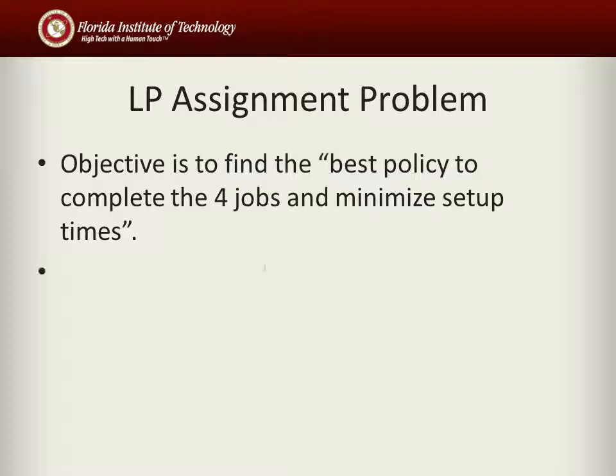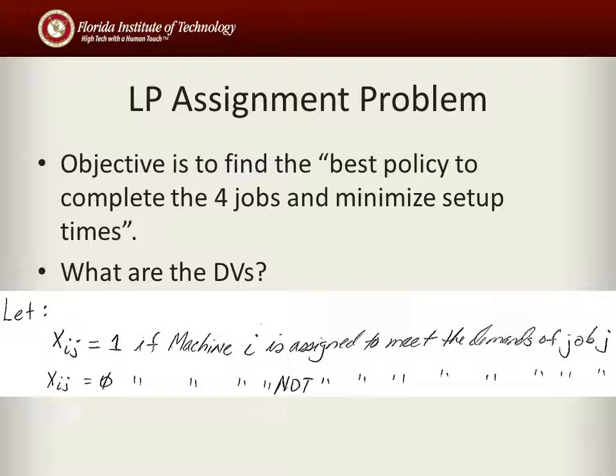The decision variables in this problem become a double subscripted variable, similar to a transportation problem, where you define x sub ij equal to 1 if machine i is assigned to meet the demands of job j, or 0 otherwise. In other words, x sub ij is a binary valued variable that represents whether you make an assignment of a machine to a particular job.